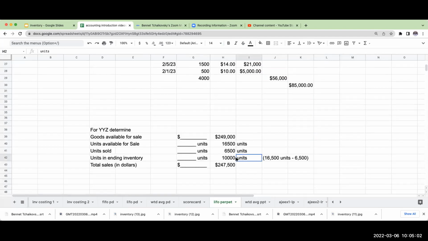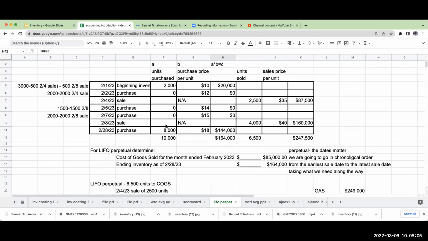Now, to check my work, right? How many units should I have in my ending inventory? Well, I should have 10,000, right? And if I've been looking at this over here, I have 8,000, which is in my ending inventory from my purchase on February 28th. And then I have 2,000 units left. I started with 3,000. I took out 500 for the February 4th sale, 500 for the February 8th sale. Everything else was wiped out, right? So I have a total of 10,000 units in my ending inventory. This is going to be at a cost of $164,000.